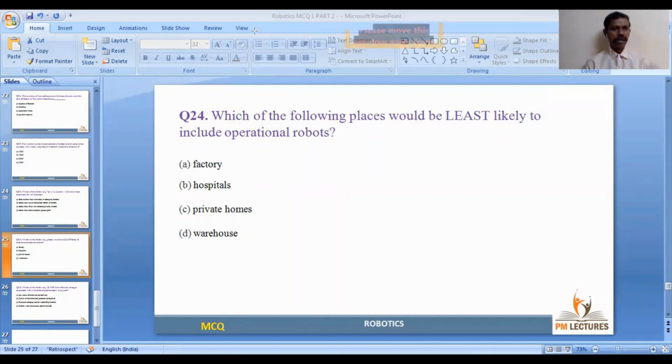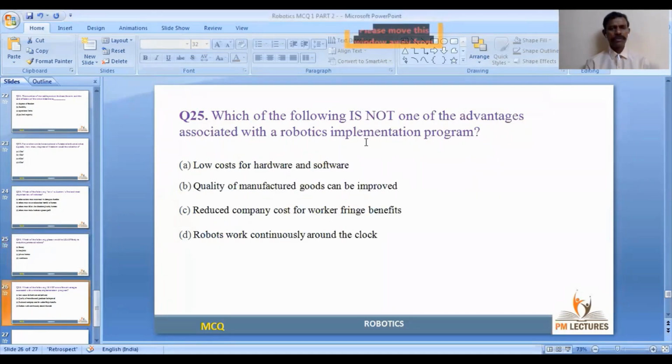Next one, 25th. Which of the following is not one of the advantages associated with a robotics implementation program? Option A, low cost for hardware and software. Option B, quality of manufactured goods can be improved. Option C, reduced company cost for worker fringe benefits. Option D, robots work continuously around the clock. So here option A, low cost for hardware and software, is the correct answer for the 25th question.